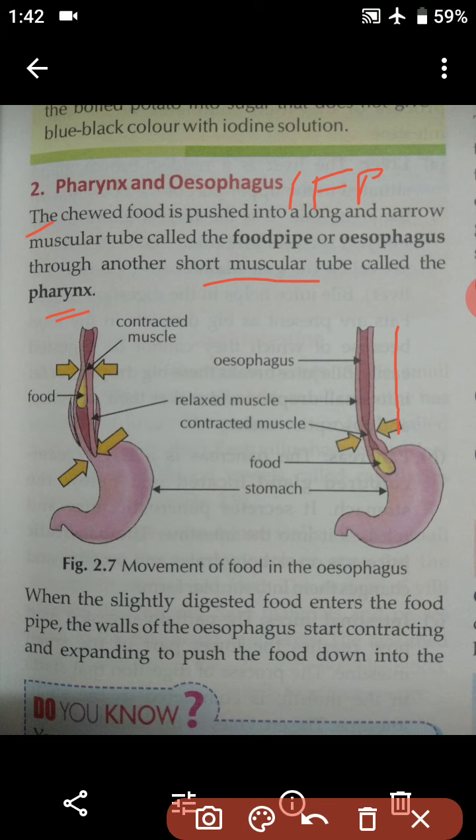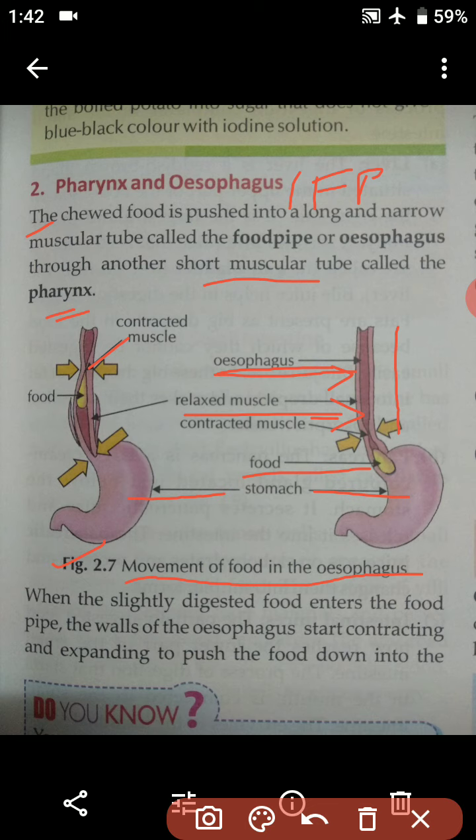Okay students, here you see in image 2.7, the movement of food in the esophagus is shown. You just have to go through the image. This is the esophagus. This is the relaxed muscle, there is no contraction. This is the contracted muscle. This is food and this is the stomach.